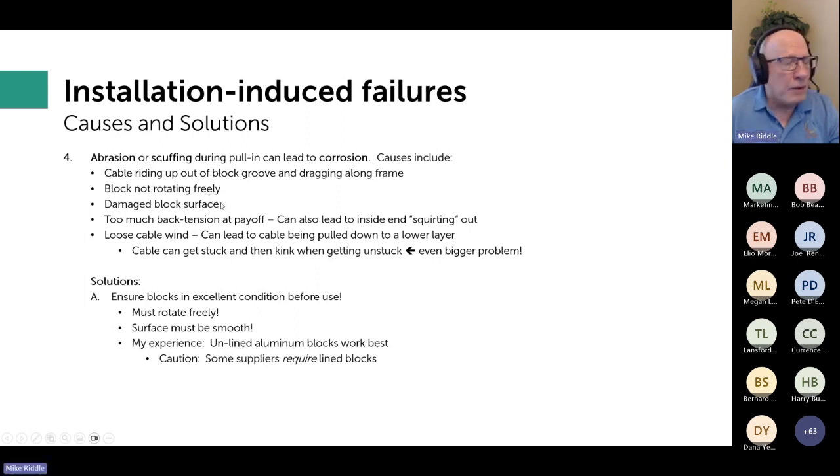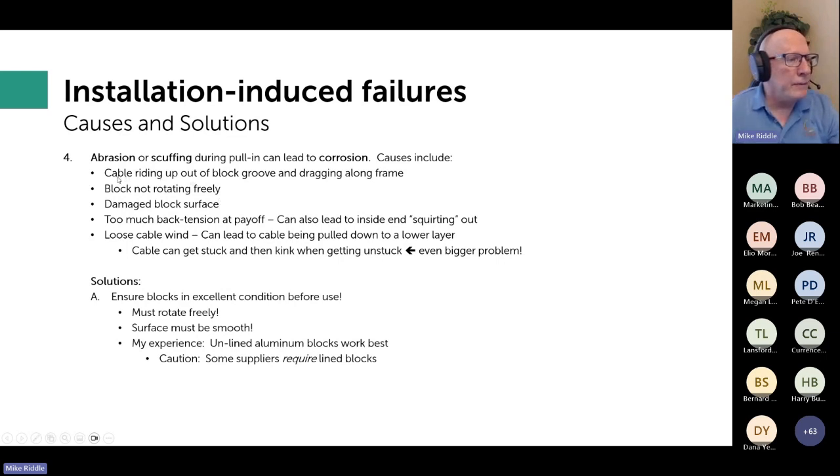Another thing is the block surface itself. Obviously, if the surface is not in good condition, if it's been damaged from previous pulls, then you risk having whatever damage is on the surface of the block transferring to the cable. That's not going to lead to anything good.